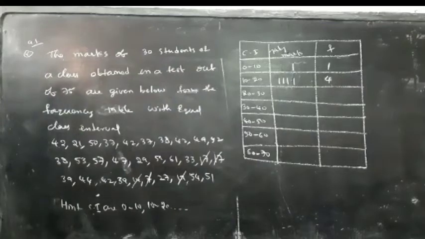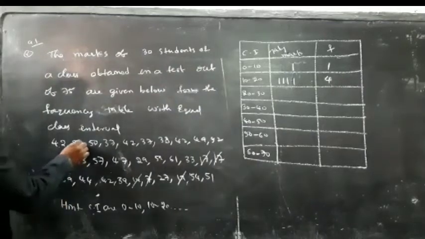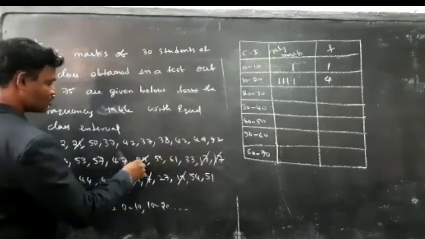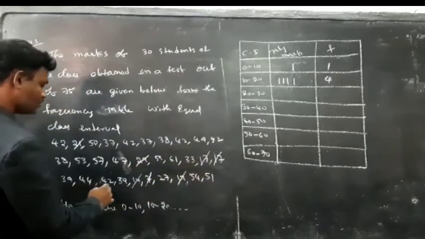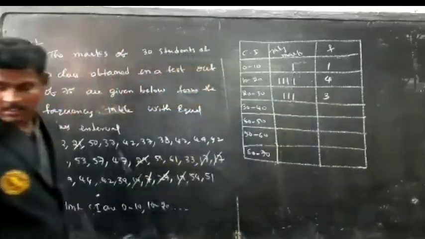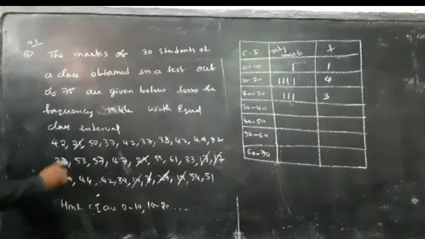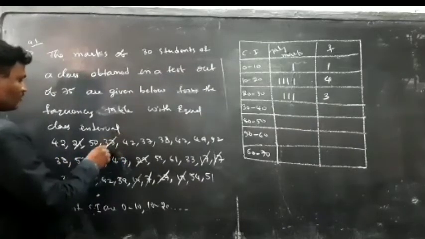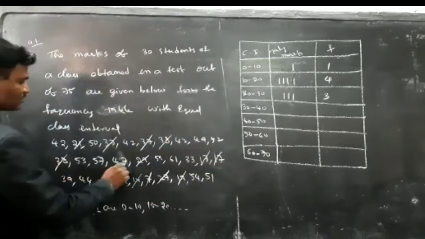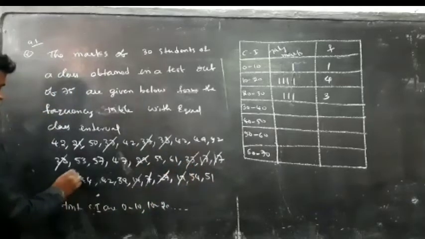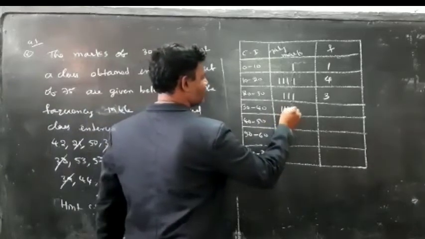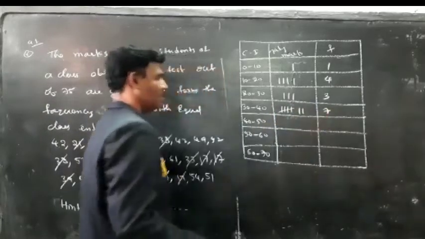Next, 20 to 30: 1, 2, 3. Only 3 students. Next, 30 to 40: 1, 2, 3, 4, 5, 6, 7. So a total of 7 students.